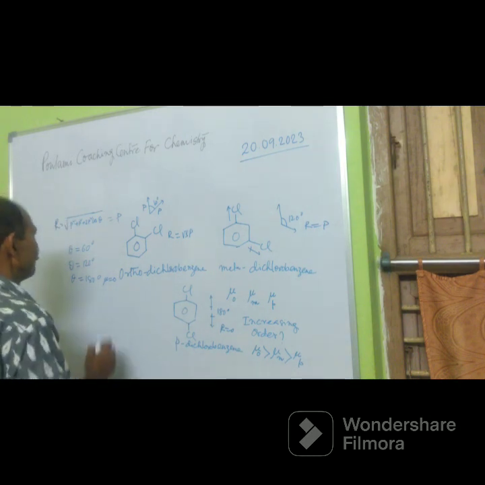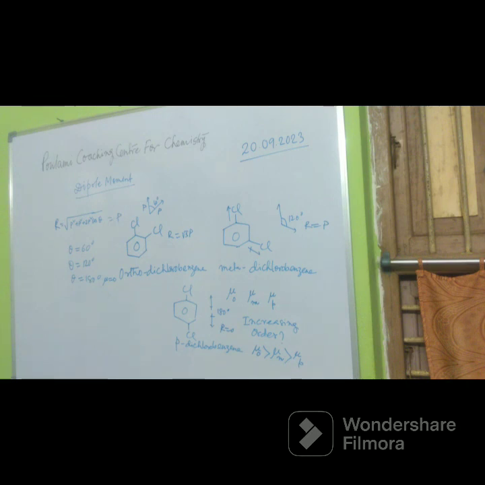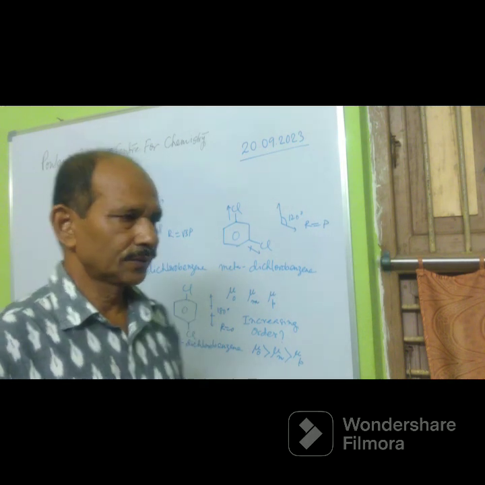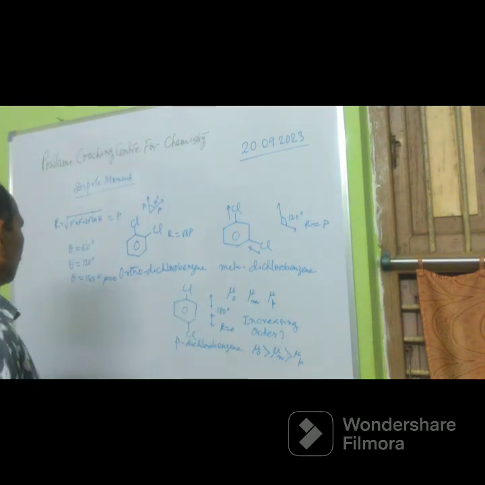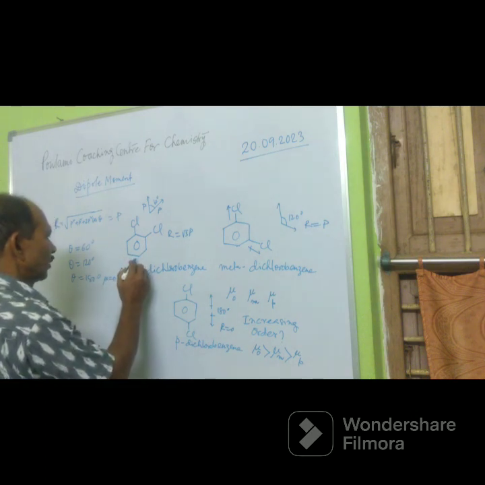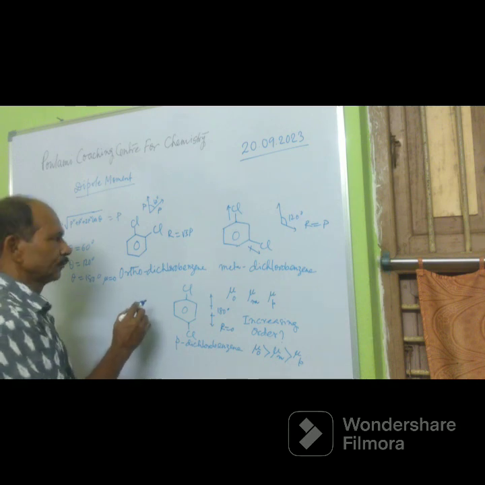Now we will discuss an example of ortho-dichlorobenzene, meta-dichlorobenzene and para-dichlorobenzene. My question is, what is the increasing order of dipole moment of these three organic compounds? So first we are starting with ortho-dichlorobenzene. This is ortho-dichlorobenzene, you know.